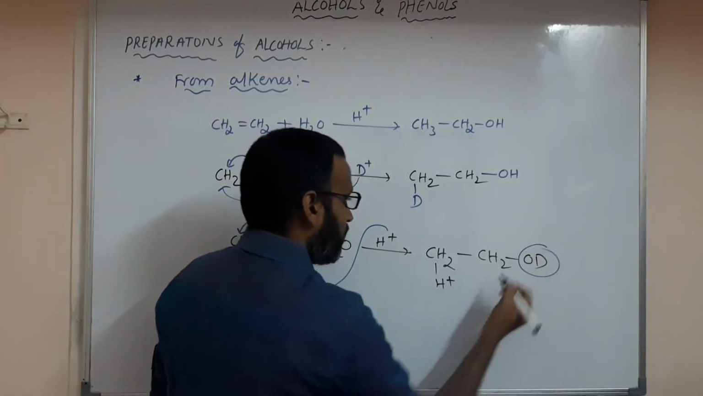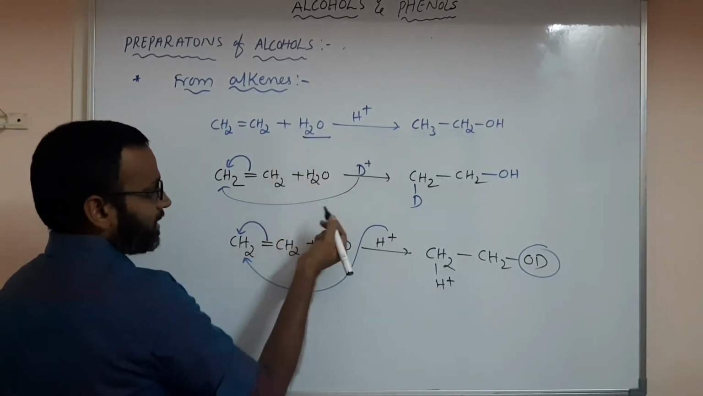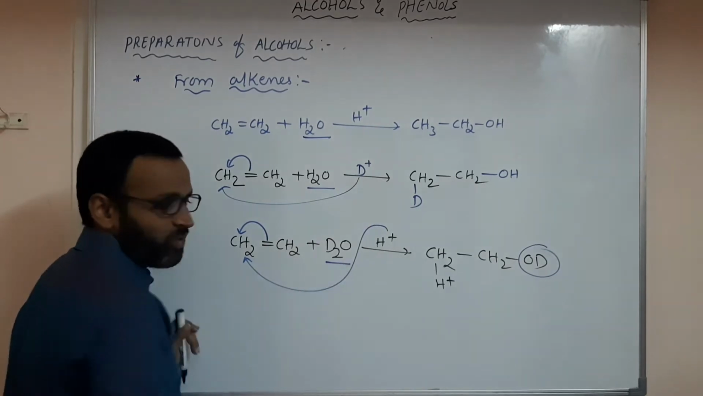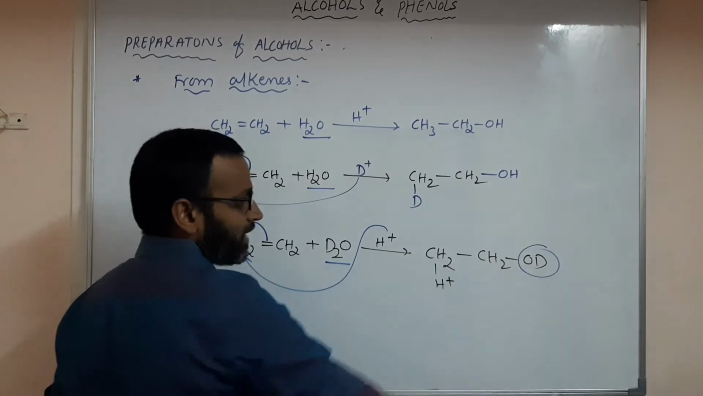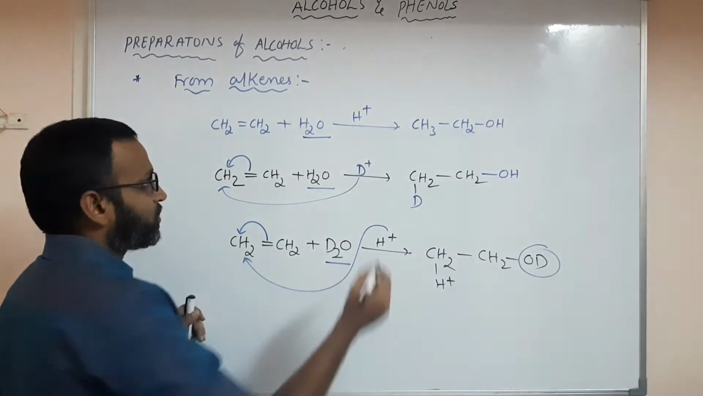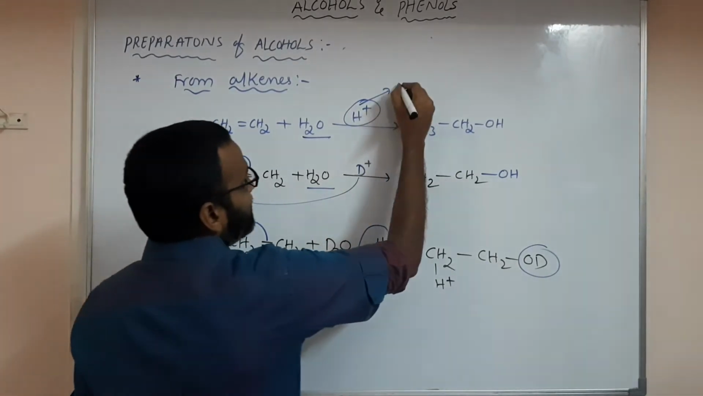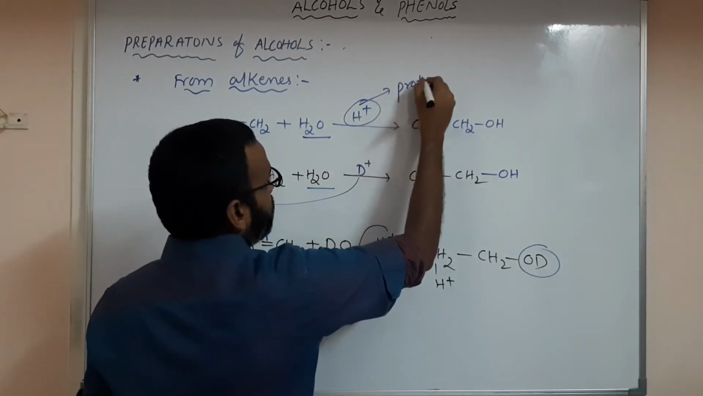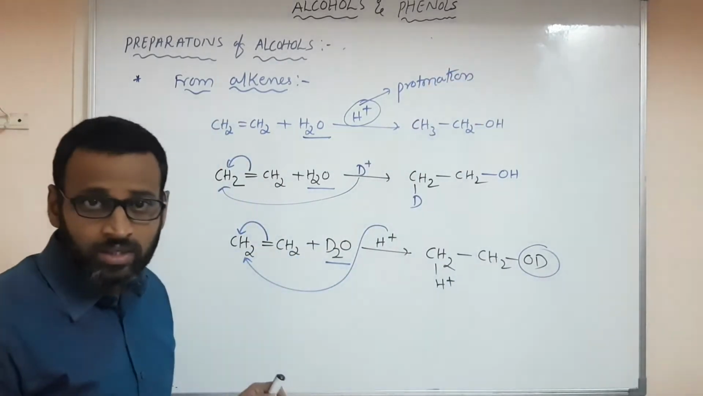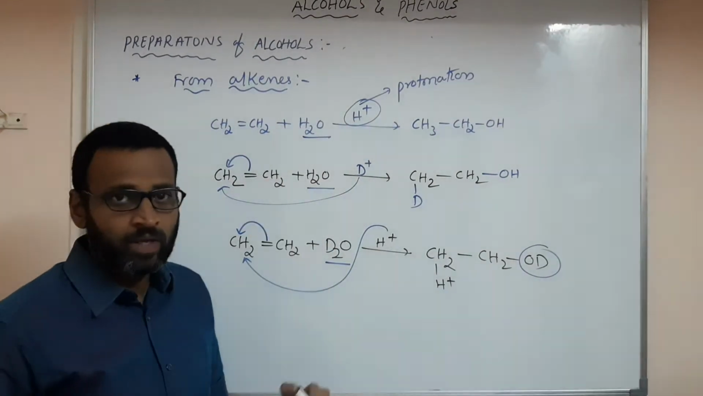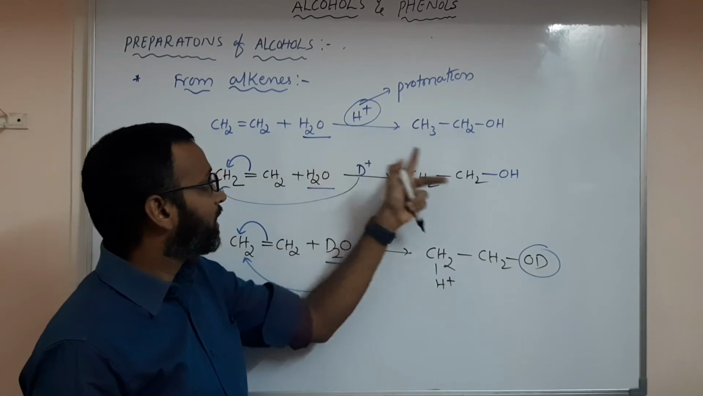So how did you get this OD? Here water acts as the nucleophile, D2O is the nucleophile. So OH minus will come here, and here OD minus will come. Difference. First, this H plus is provided by whom? Acid. So this is called protonation. Protonation happens by acid. What acid are we taking? Suppose H2SO4 is given, then H plus will come.